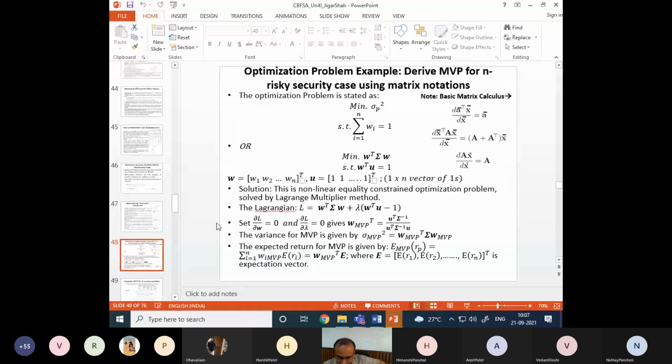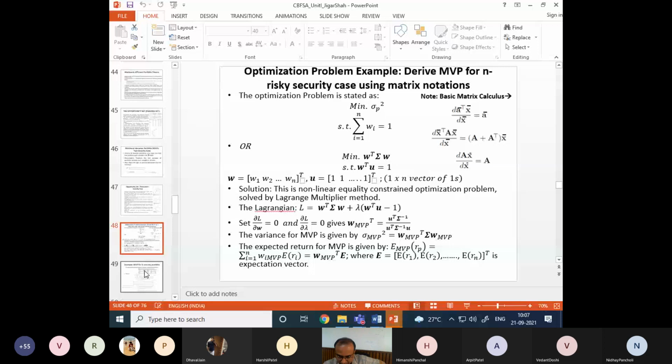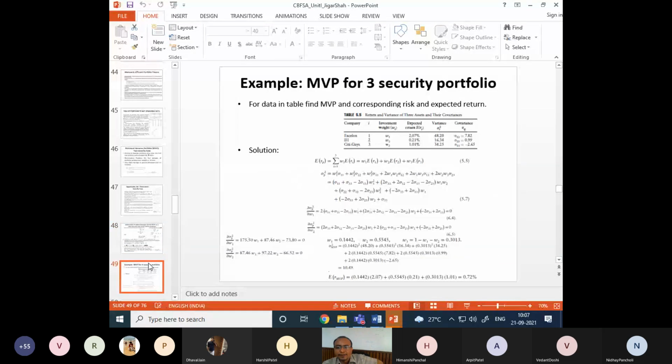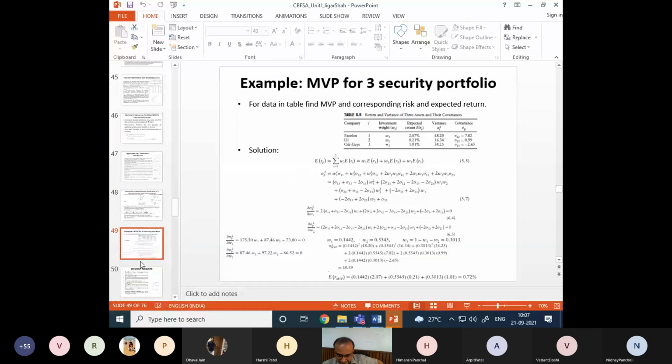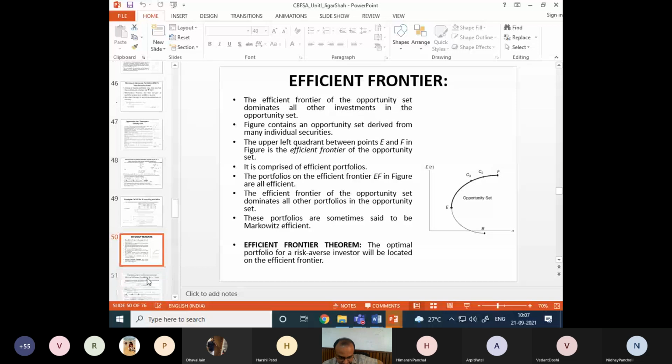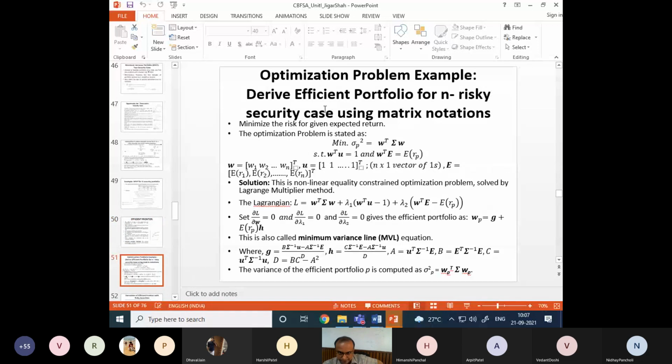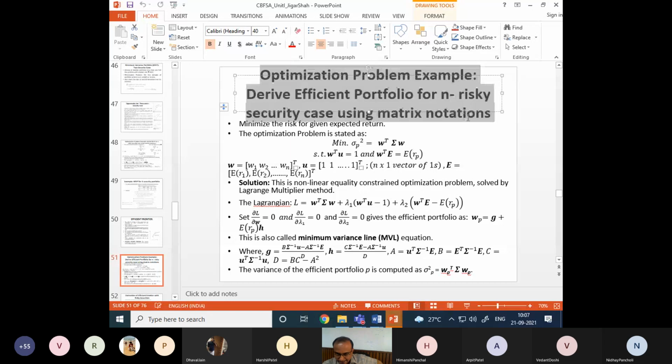Yeah, this is just a minimum variance portfolio. Let me go to this. Yes, this is the minimum variance portfolio for 3 securities, and this is the derivation that we have done. So this is the optimization problem example: derive the efficient portfolio for the n risky security case using matrix notation. Because in MATLAB when we enter data, it should be in matrix form, and that should be very carefully understood by you.